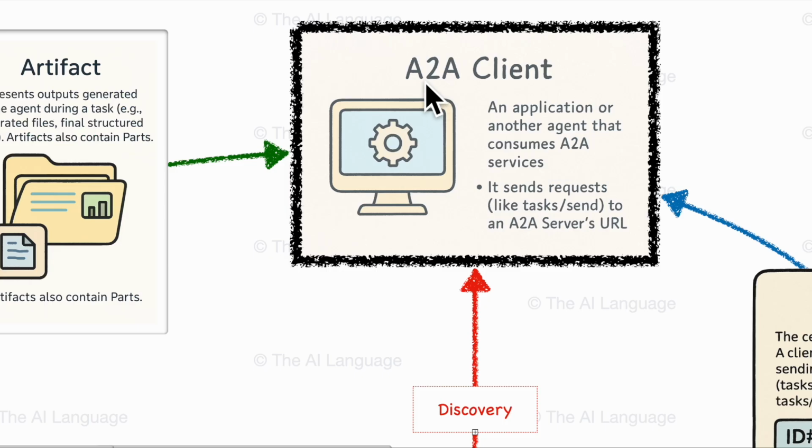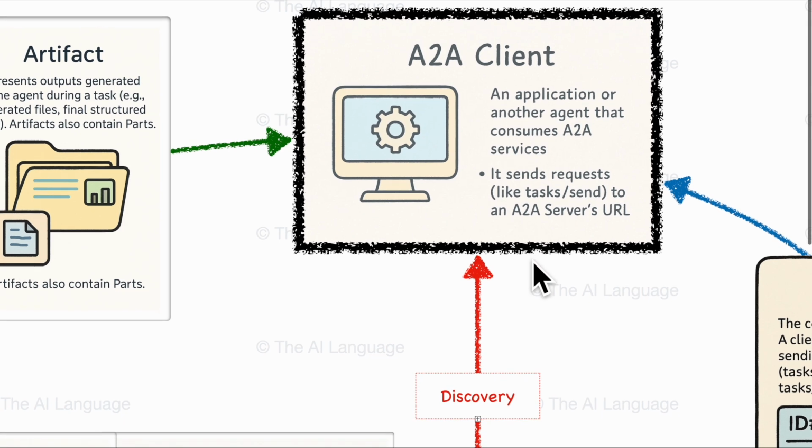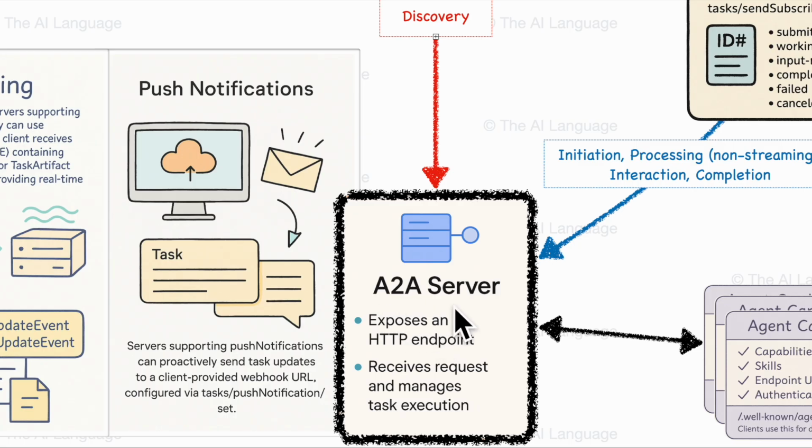So let's start with the A2A client. The A2A client is usually an app, script, or another agent. It basically consumes the A2A services and hence it is called the client. The client is the one that sends requests like task/send, which we look at, to an A2A server's URL. So what is the A2A server? It exposes a set of standard HTTP endpoints defined by the A2A protocol, and it's responsible for receiving requests, processing tasks, and replying with results.